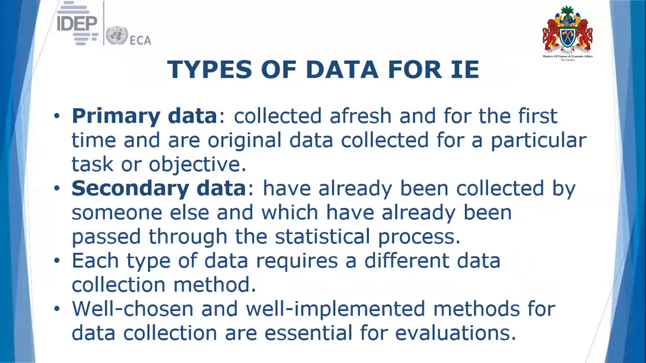When it comes to data, they are generally categorized into 2, primary and secondary data. Primary data are data collected afresh for the first time, and so they are original data, collected for a specific task or objective. While secondary data are data already collected by someone else and have already gone through analysis or statistical processes. And of course, they were collected for another study. However, each type of data requires a different collection method. And well-chosen and well-implemented methods for data collection are key for impact evaluations or any other evaluation.